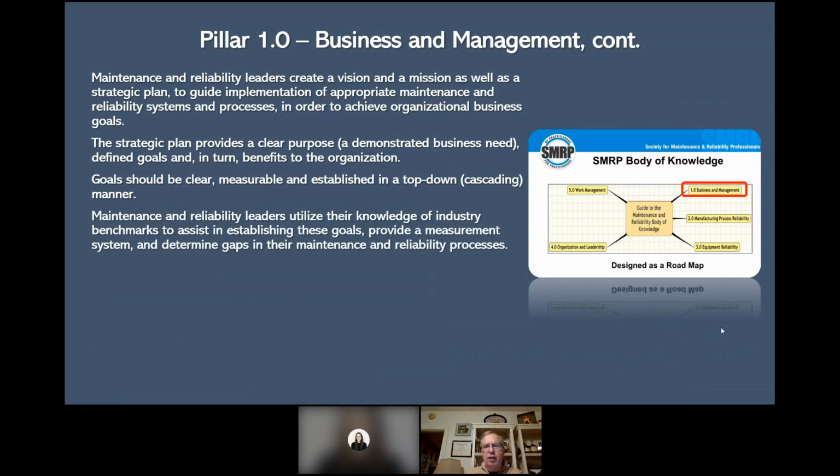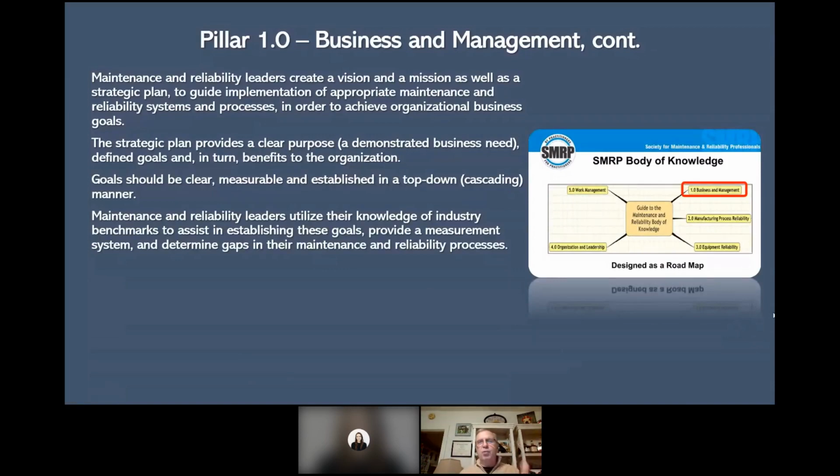Maintenance and reliability utilize their knowledge and industry benchmarks to assist in establishing these goals. So we use industry benchmarks. I talked about world-class maintenance, Alcoa, Mount Holly. This is still used. Their measurements today are still used to benchmark against. And there are many other organizations too. There are a lot of organizations you can benchmark against. Okay, so establish these goals, provide a measurement system, and determine the gaps in the maintenance and reliability process.